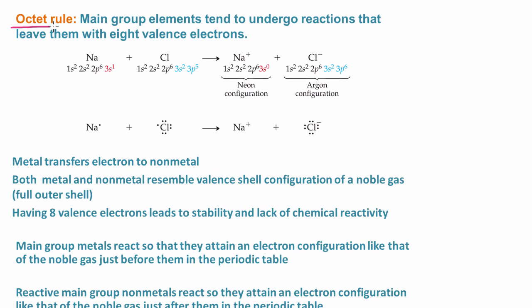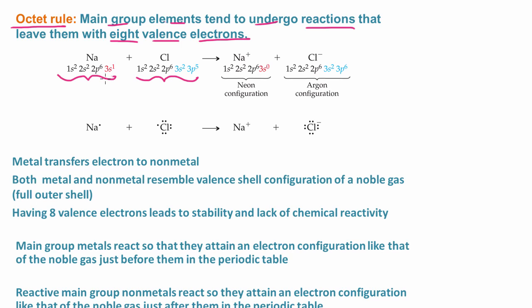Let's take a look at something called the Octet Rule. The Octet Rule states that main group elements tend to undergo reactions that leave them with 8 valence electrons. Here we have sodium, and this is the electron configuration for sodium. Notice there's 1 electron in the 3s subshell. Then we have chlorine, and this is the electron configuration for chlorine. Notice there are 5 electrons in the 3p subshell. Now, when sodium and chlorine react, here's what happens.